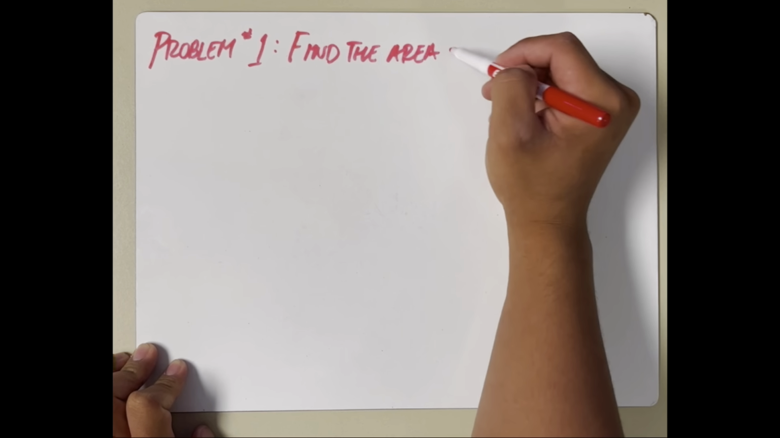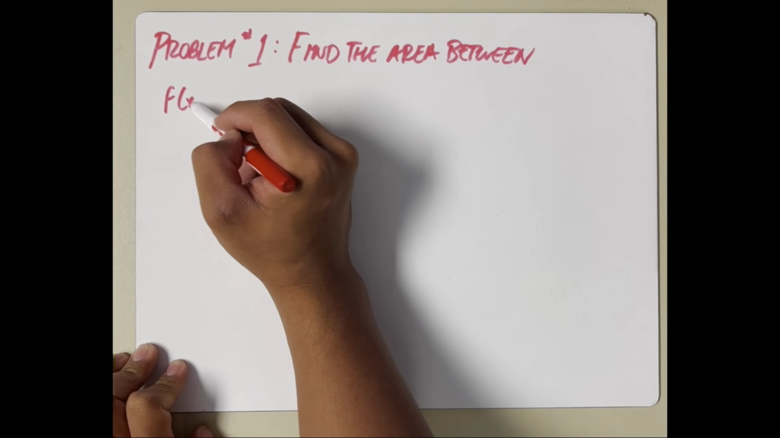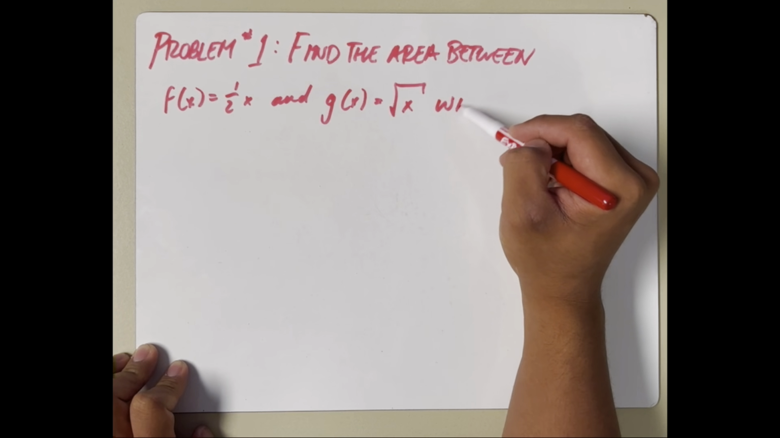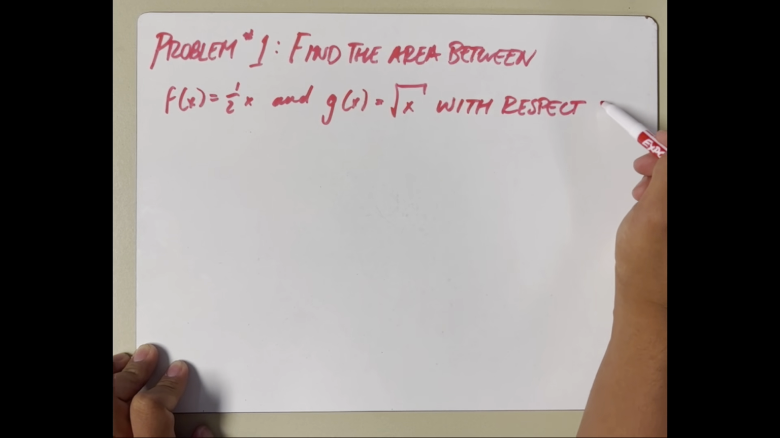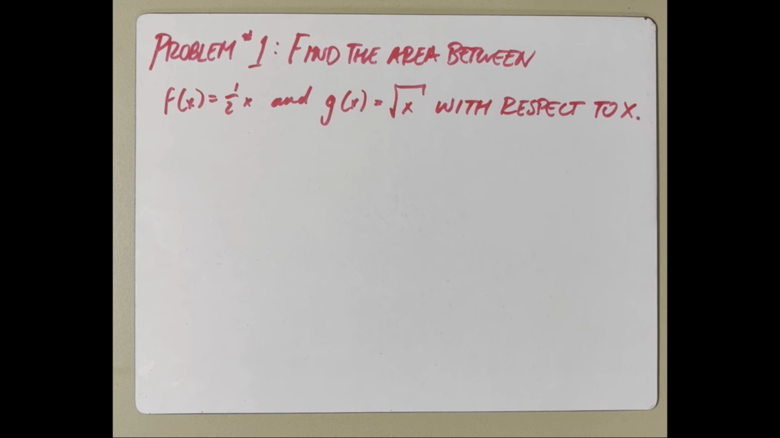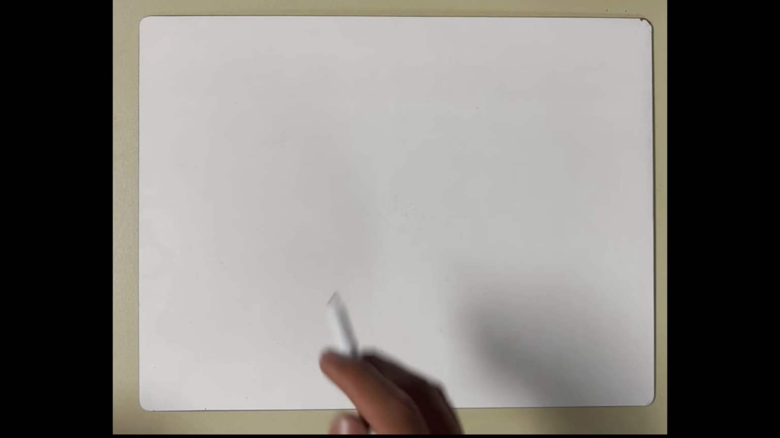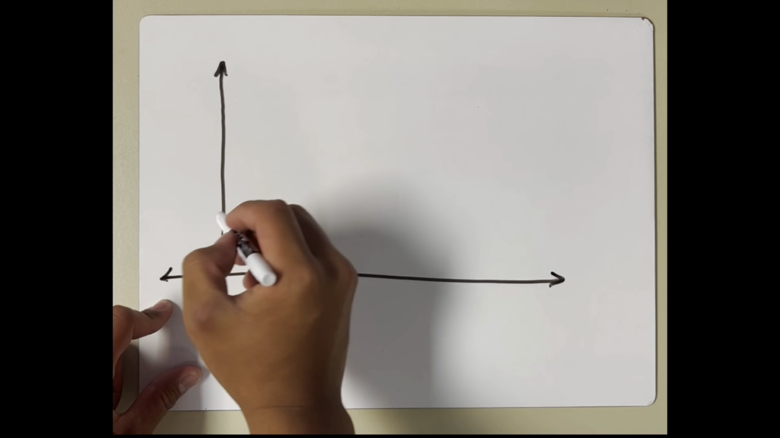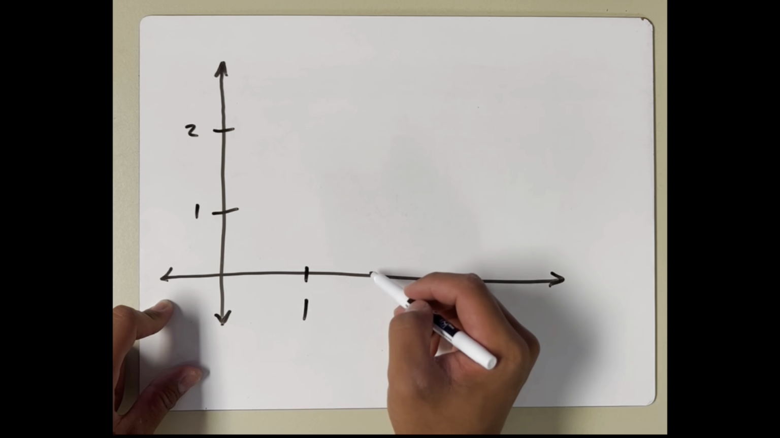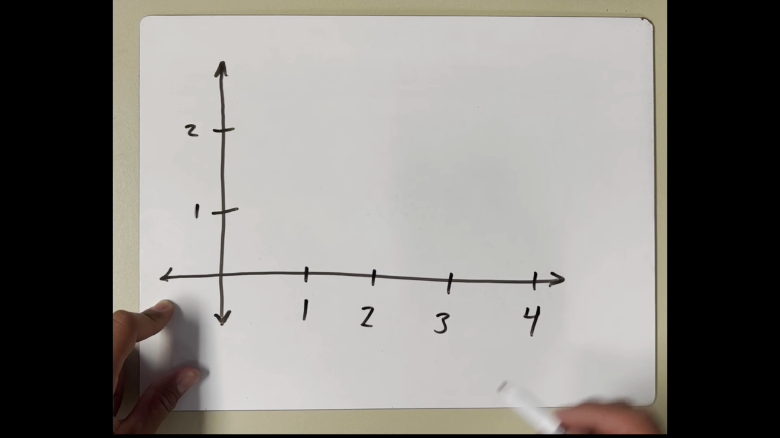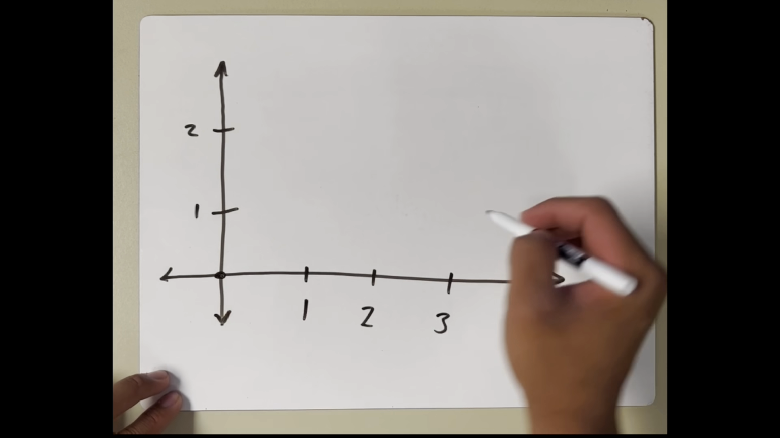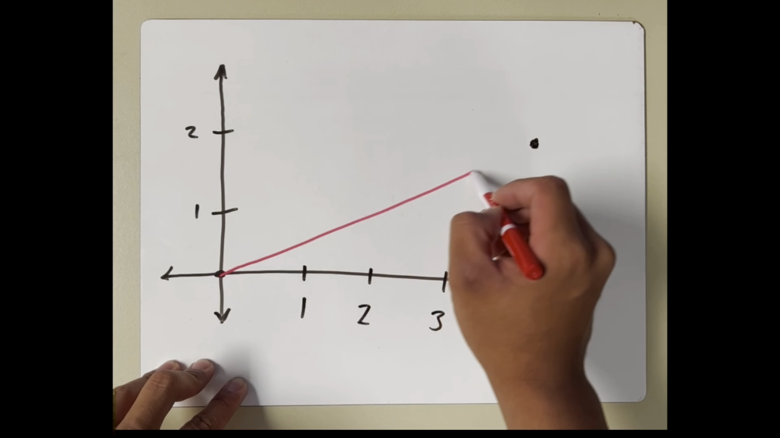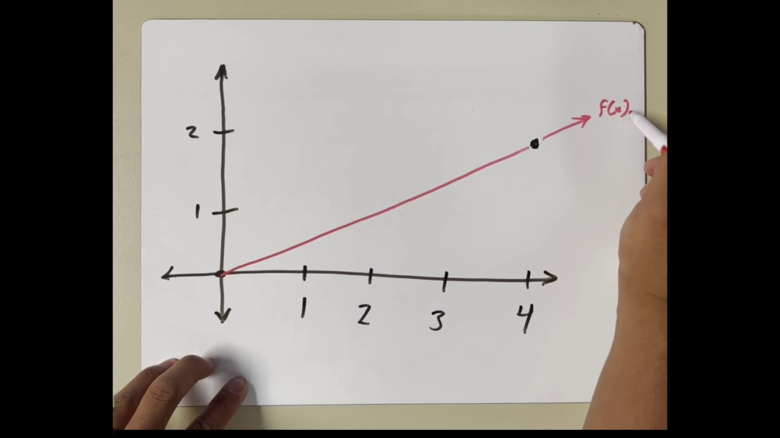For our first problem, we're going to find the area between the two curves f of x equals 1/2 x and g of x equals the square root of x with respect to x. First, we're going to make a graph to visualize our two functions. Our two functions intersect at the origin as well as the point (4, 2). We will use these two intersection points as the bounds for the area that we're finding between the two curves.